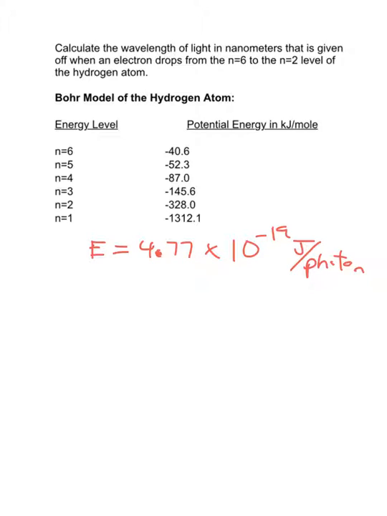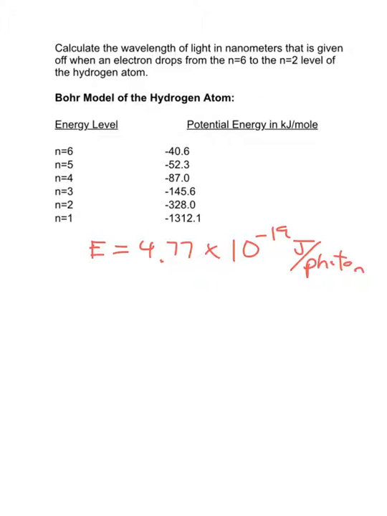And before, we also had a negative. The negative just meant that it was dropping from n equals 6 to n equals 2 and letting off light. If it had been going from 2 to 6, it would have been absorbing that, and it'd be positive. But after that, we just take the absolute value.